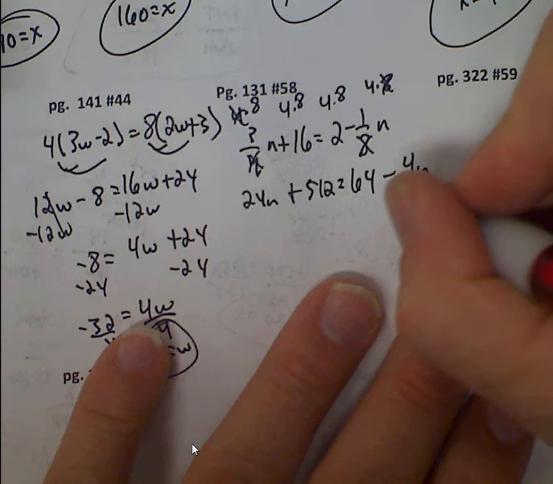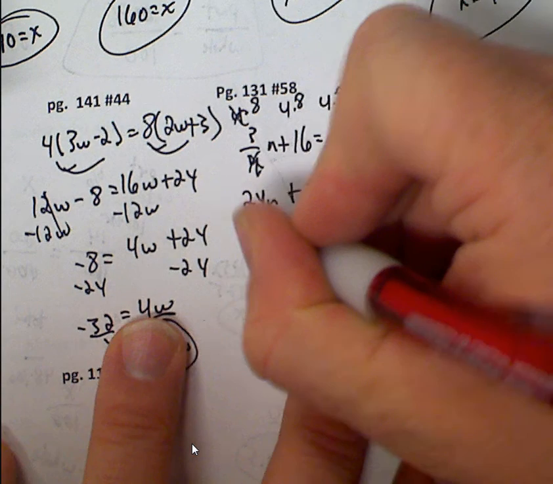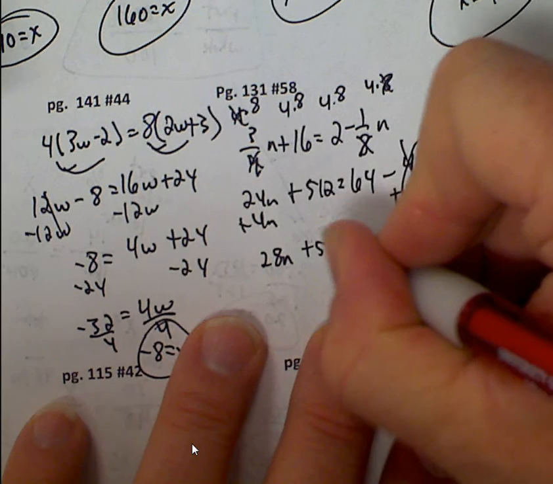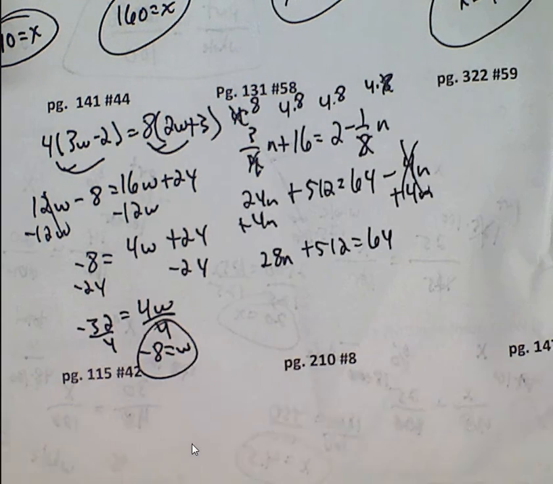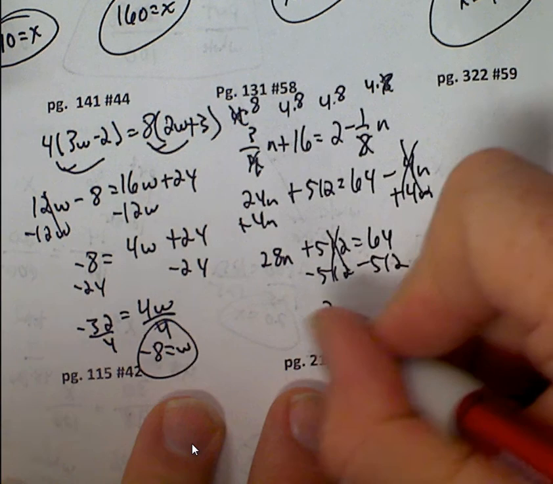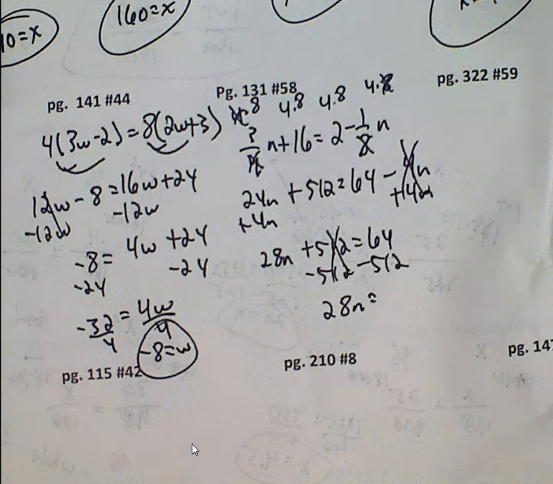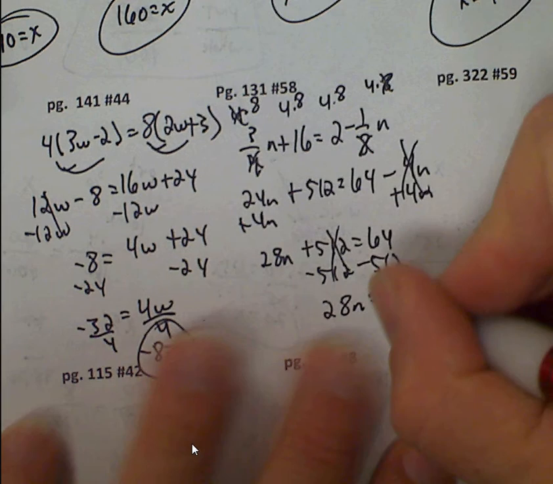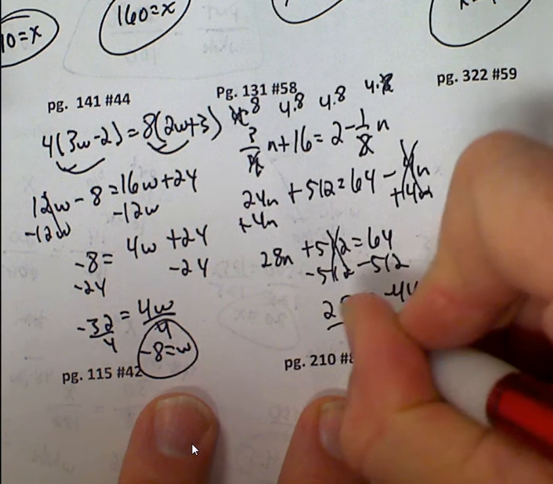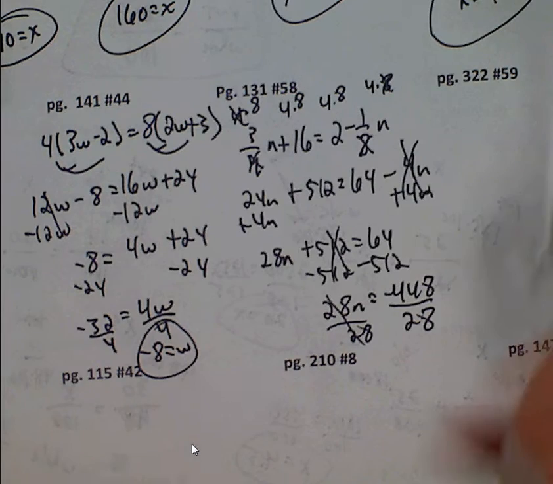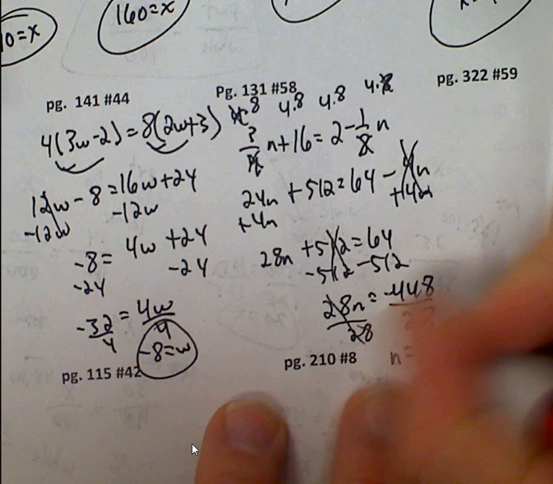I need to get my variables together, so I'm going to add my 4n over. That gives me 28n plus 512 equals 64. I'm going to get rid of my 512, so that gives me 28n equals 64 minus 512, which is -448. Divide by 28 gives me -16.